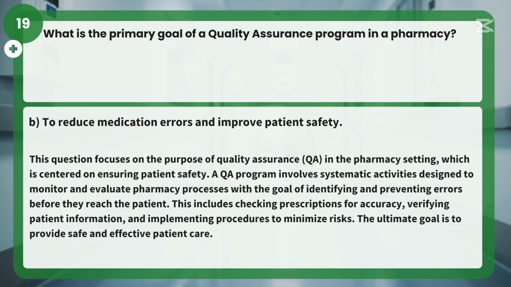Answer B. To reduce medication errors and improve patient safety. This question focuses on the purpose of quality assurance, QA, in the pharmacy setting, which is centered on ensuring patient safety. A QA program involves systematic activities designed to monitor and evaluate pharmacy processes with the goal of identifying and preventing errors before they reach the patient. This includes checking prescriptions for accuracy, verifying patient information, and implementing procedures to minimize risks. The ultimate goal is to provide safe and effective patient care.